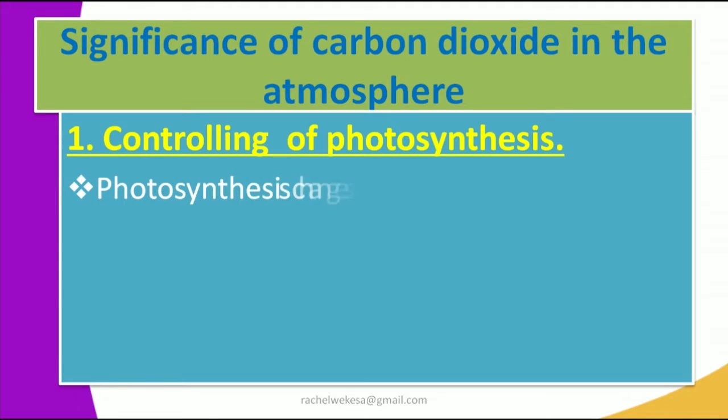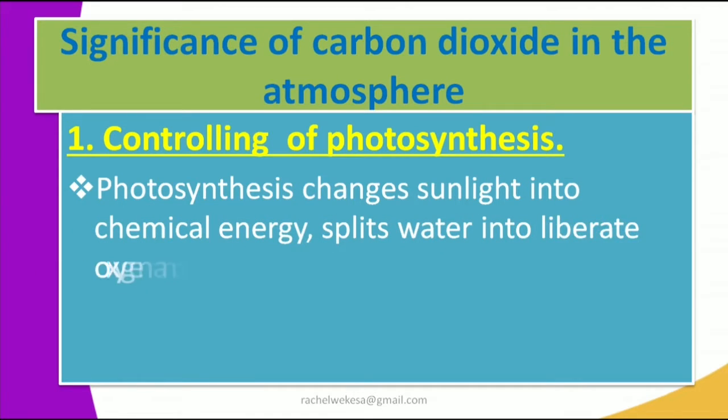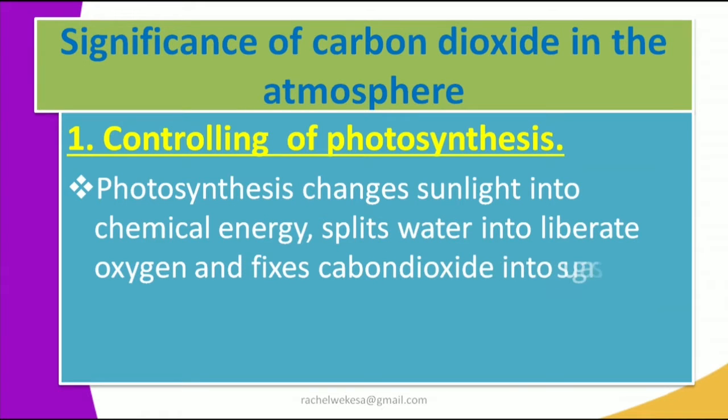You have learned about photosynthesis in your primary school and also the biology part. For the case of geography, photosynthesis changes sunlight into chemical energy. Then later on, it splits the water to liberate oxygen and fixes carbon dioxide into sugars. So photosynthesis is the process that enables plants to make their own food, and plants make their own food using carbon dioxide. The sunlight changes the chemicals into energy, then it splits the water and fixes carbon dioxide into sugar.